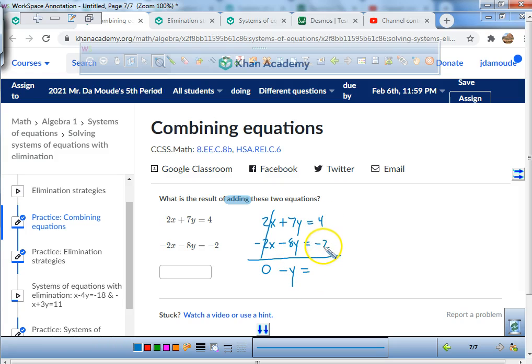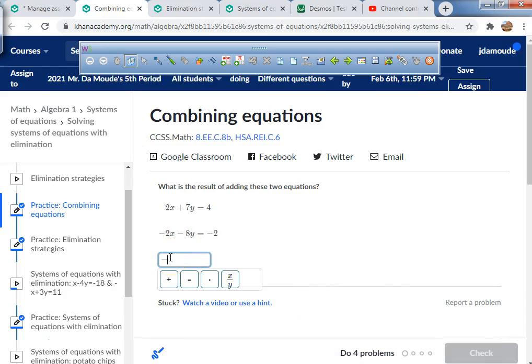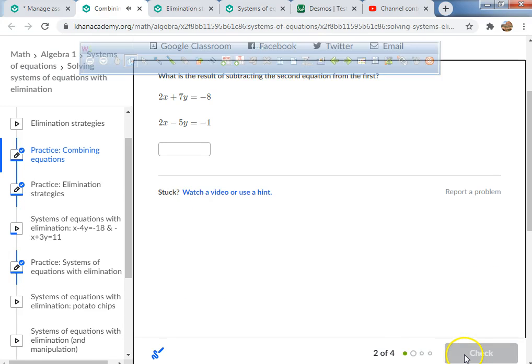4 minus 2 is just 2. So what I'm going to type in for this is just negative y equals 2. And that's it. It's really not that hard. It really isn't. So type in a negative y, and you put equals, all right? And we just add these together. It just becomes a 2. And that's all you have to do, okay?